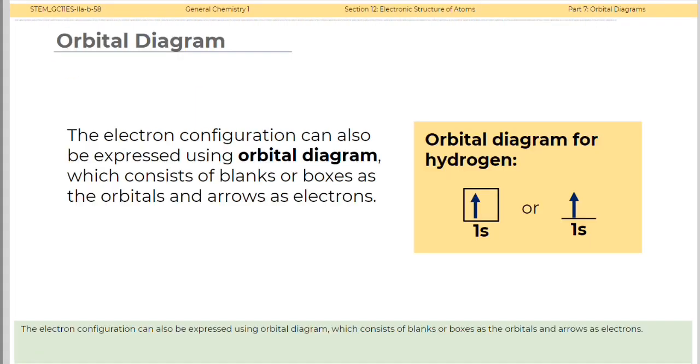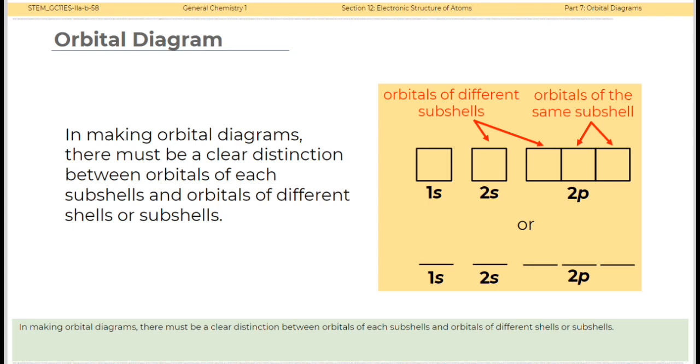The electron configuration can also be expressed using an orbital diagram, which consists of blanks or boxes as the orbitals and arrows as electrons. In making orbital diagrams, there must be a clear distinction between orbitals of each subshell and orbitals of different shells or subshells.